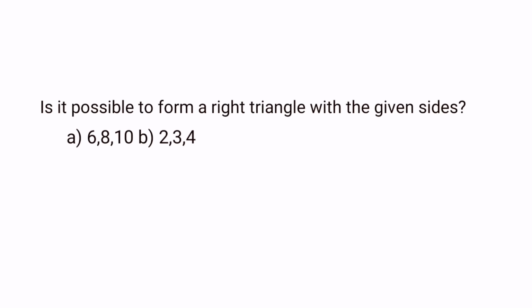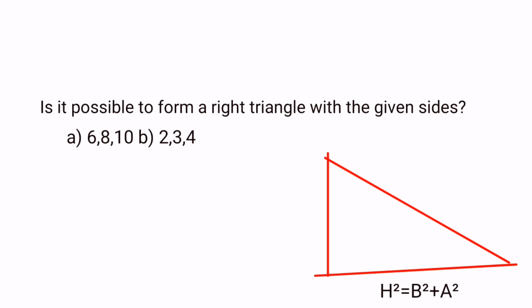Moving on to the last question. Is it possible to form a right triangle with the given sides? We have to remember that in a right angle triangle, one of the angles will always be 90 degree, and the side opposite to 90 degree will be the hypotenuse, and also hypotenuse square will be equal to base square plus altitude square. Now, from the values given below, 6, 8, 10, always the longest side is the hypotenuse.